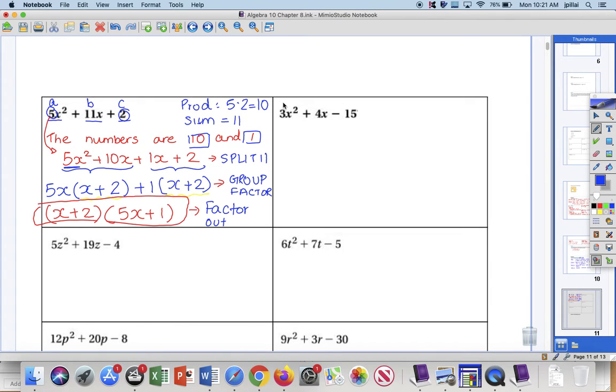Now here, A is 3, B is 4, and C is negative 15. So use the sign, right? The number has a sign here, so you need to make sure you consider the sign. Now, we need to find two numbers whose product is 3 times negative 15, which is negative 45. So please make sure you're including the sign. And then the sum has to be 4.